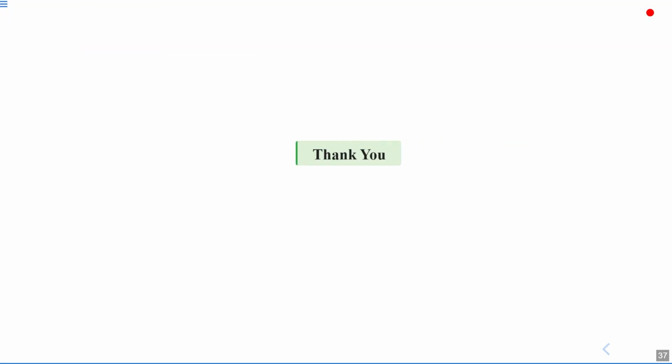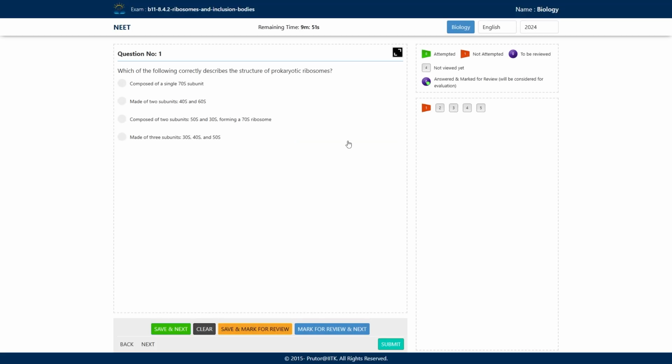Now let's discuss some DPP related to these topics. Okay, let's begin with the first question. Which of the following correctly describes the structure of the prokaryotic ribosome? Options are: composed of single 70S subunit; made up of two subunits, 40S and 60S; composed of two subunits, 50S and 30S, forming a 70S ribosome; and fourth, made up of three subunits, 30S, 40S, and 50S. What will be the correct answer?